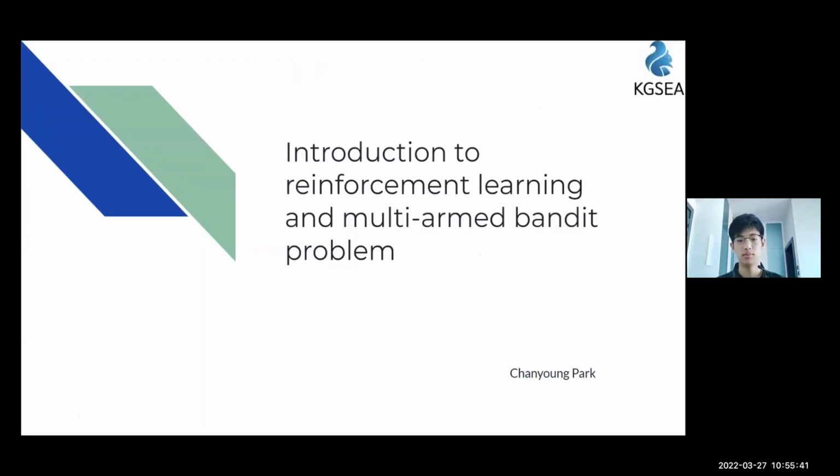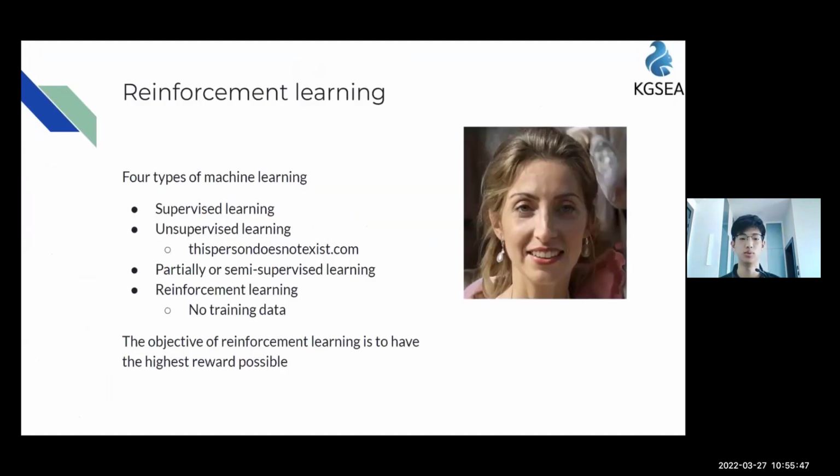Name is Chanyoung PARK, and I'm going to be introducing you to reinforcement learning and the multi-arm bandit problem. Okay, so first off, what is reinforcement learning?